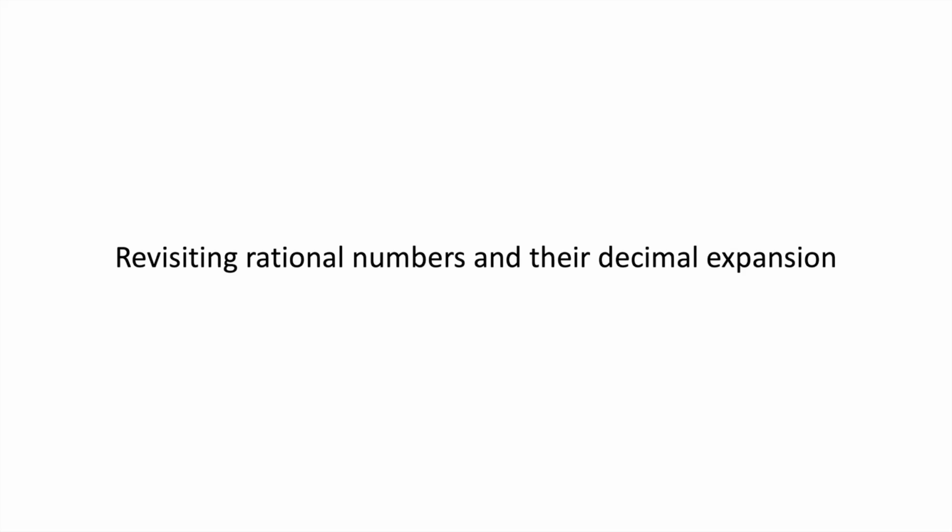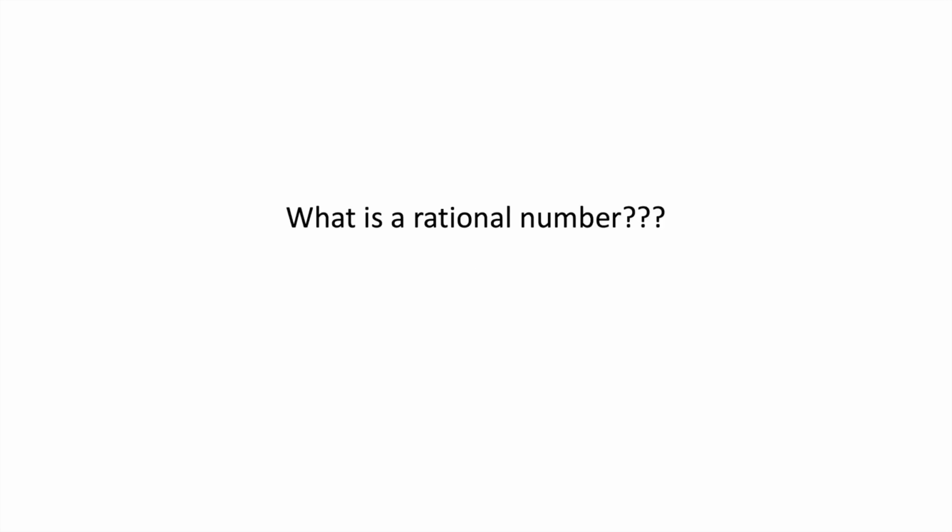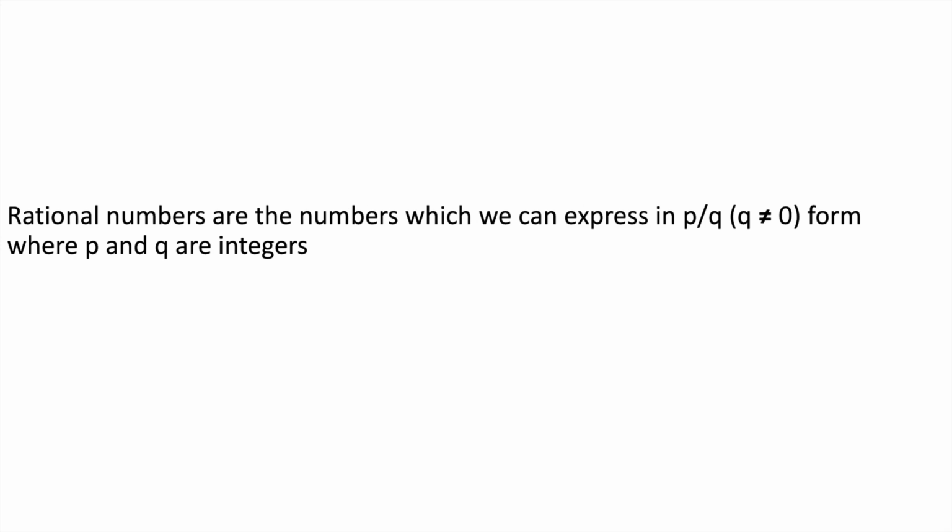Hi students, our topic is revisiting rational numbers and their decimal expansion. What is a rational number? Rational numbers are the numbers which we can express in p by q form where p and q are integers. This means every rational number can be expressed in a fractional form where p and q are integers and the denominator should not be equal to 0.